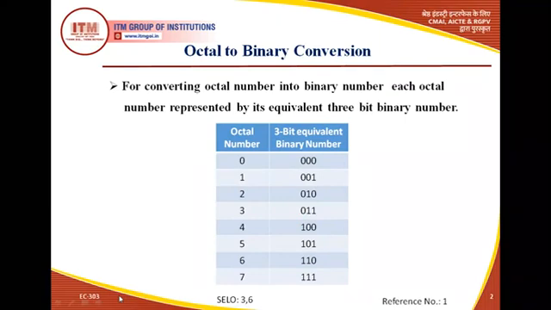Now we take an example and see how an octal number is converted into a binary number. If you want to convert a given number into a binary number, it can be seen by an example.